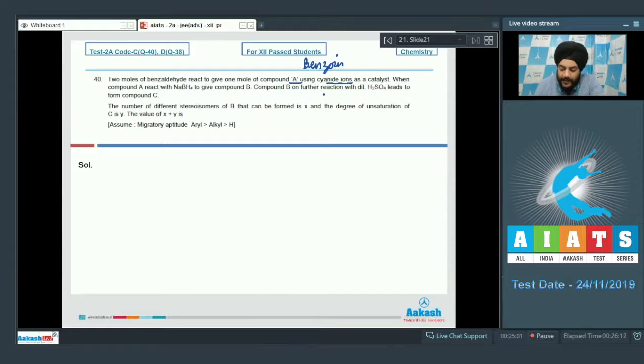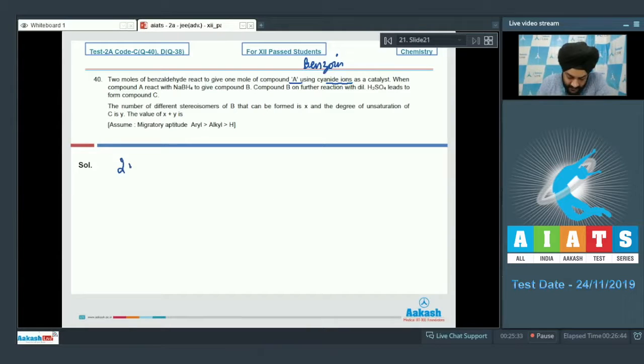Compound B on further reaction with dilute H2SO4 leads to the formation of compound C. The number of different stereoisomers of B that can be formed is X, and the degree of unsaturation of C is Y. We have to comment on the value of X plus Y. So we have been told to assume the migratory aptitude of aryl group is more than an alkyl group, which is more than the hydrogen. So let's start with the reaction sequence, students.